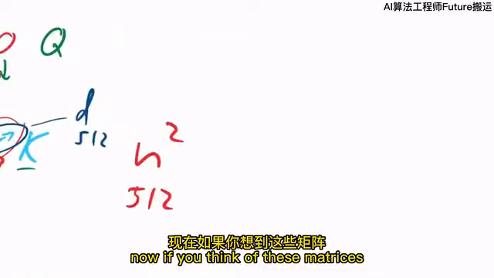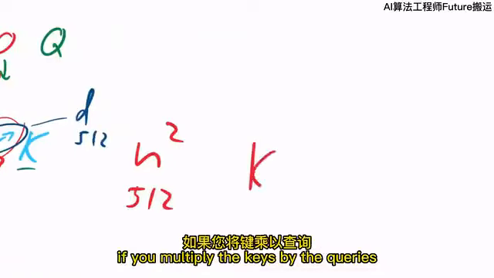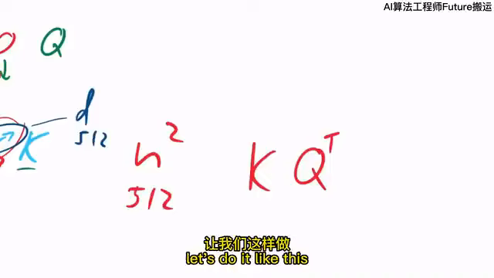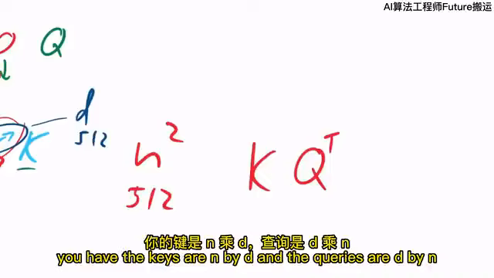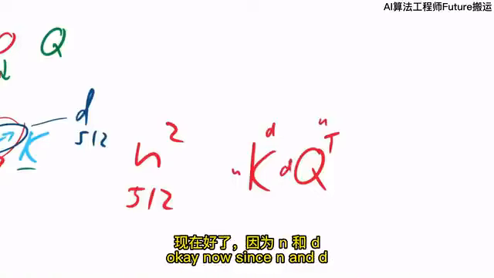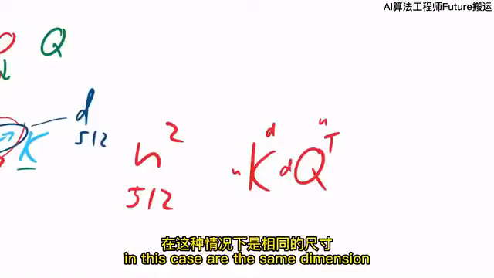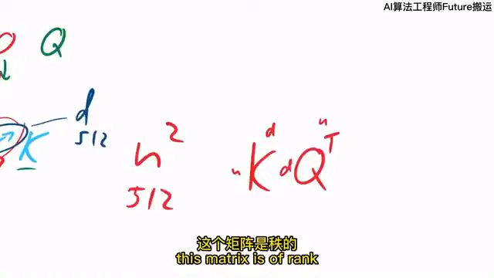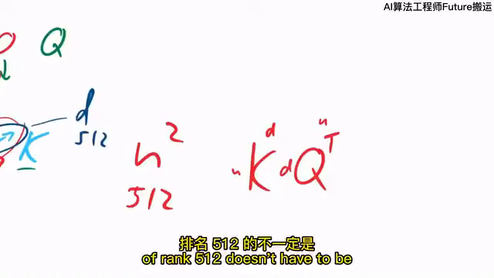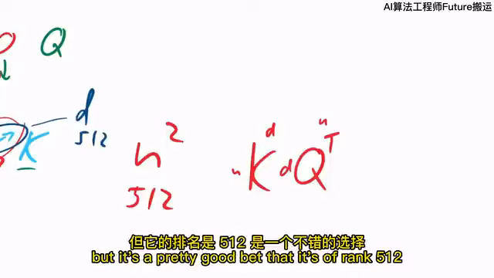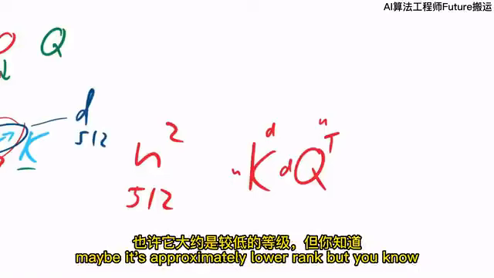Now, if you think of these matrices, if you multiply the keys by the queries, let's do it like this, then the keys are n by d and the queries are d by n, okay? Now, since n and d in this case are the same dimension, this matrix is of rank 512. It doesn't have to be, but it's a pretty good bet that it's of rank 512.